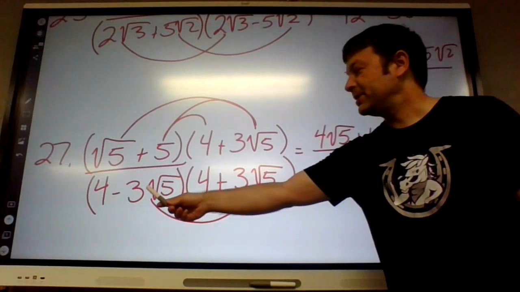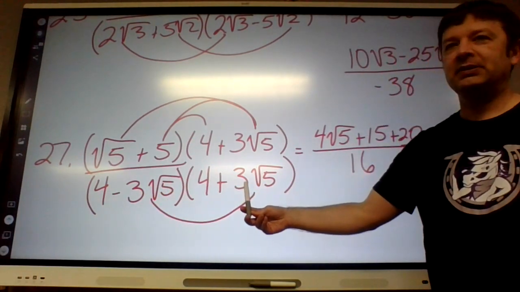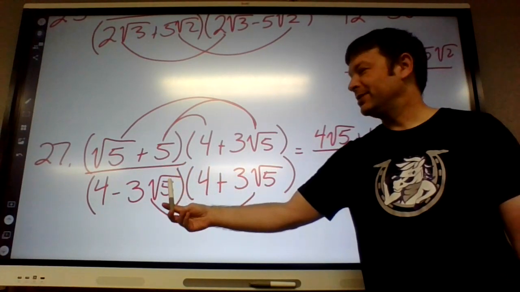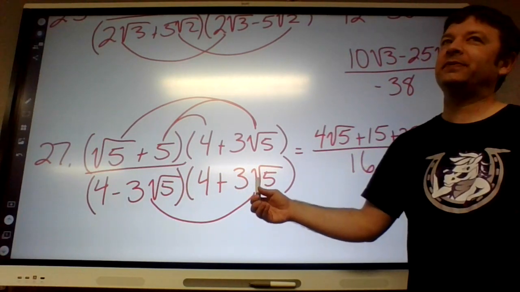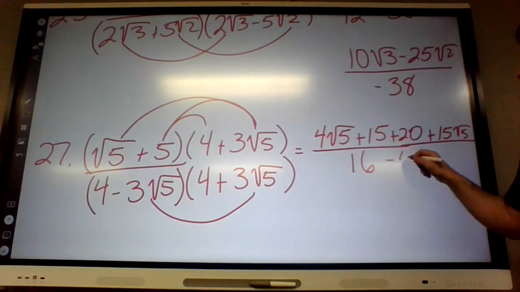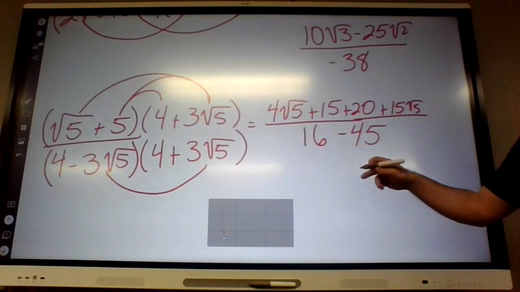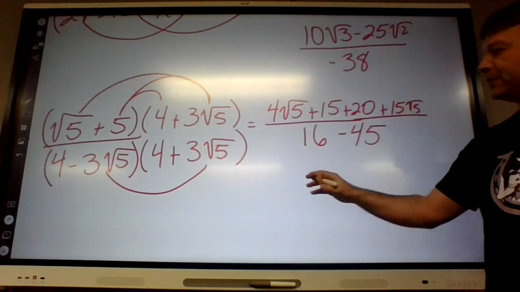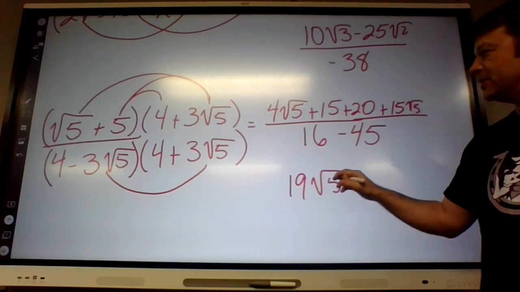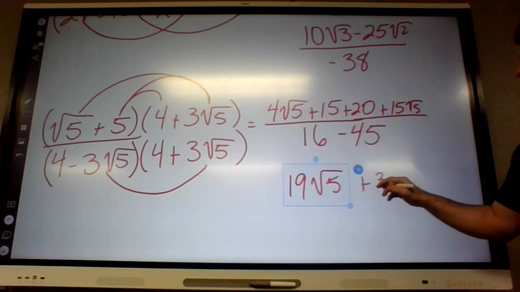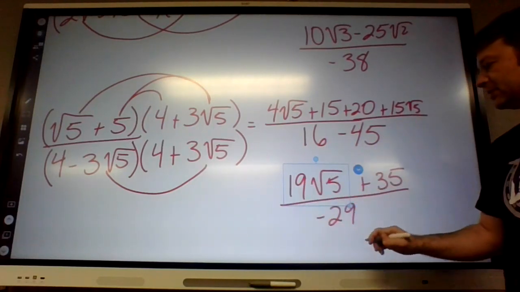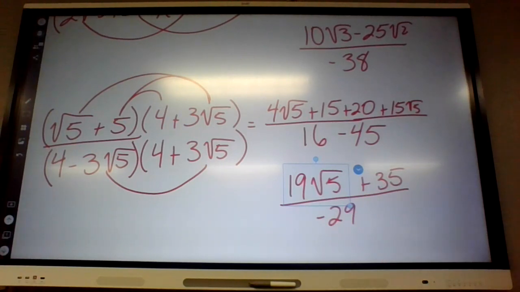Okay, so negative 3 times 3 is negative 9. Square root of 5 times square root of 5 is 5, negative 9 times 5. Okay, what can we do on the top? 4 square root of 5 plus 15 square root of 5 is 19 square root of 5. 15 plus 20. 16 minus 45. That was a tough one. You should not add the one part.